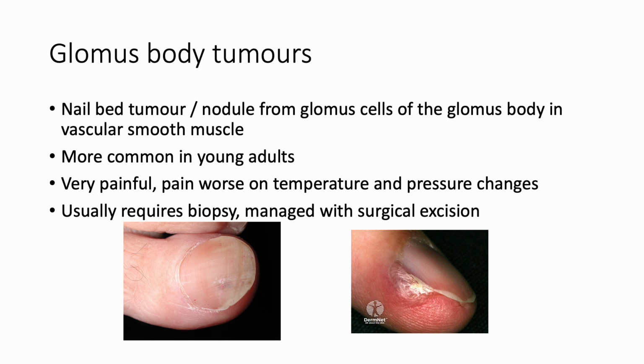They present as small, solitary, painful lesions in or around the nail bed that are typically red or blue and around 1 centimetre. Classically, a linear blue lesion is a diagnostic clue to glomus body tumours. They will usually require a biopsy, and histology will show glomus cells surrounding small blood vessels. Treatment usually involves surgical excision.